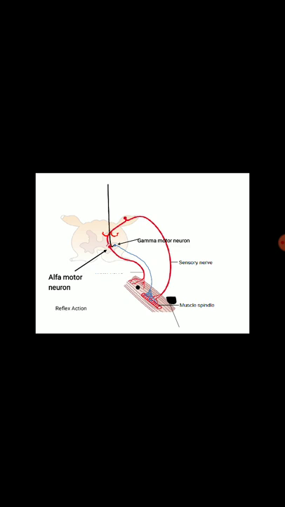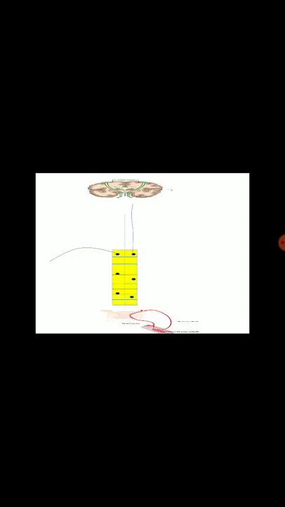Now if descending tracts are exciting the gamma motor neuron, they will stimulate the muscle spindle, leading to generation of action potential in the muscle spindle. Now this will again contract the muscle indirectly through the sensory nerve and alpha motor neuron. And if descending tracts are stimulating alpha motor neurons, this will directly excite the muscle. That's why alpha motor neurons are also called the final common pathway.